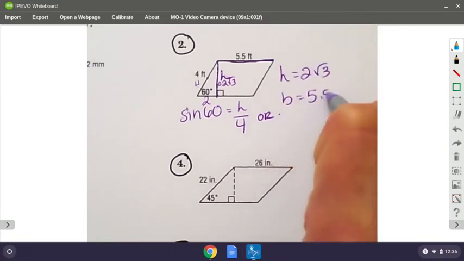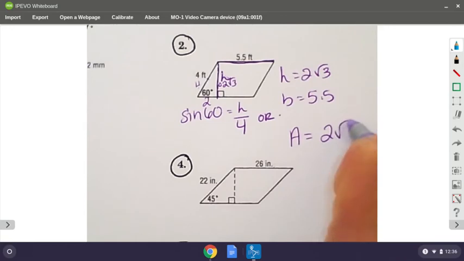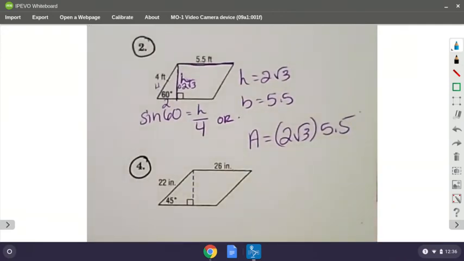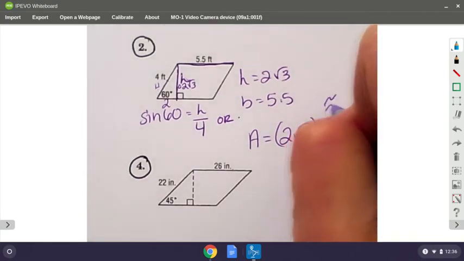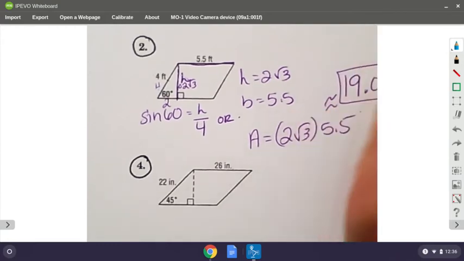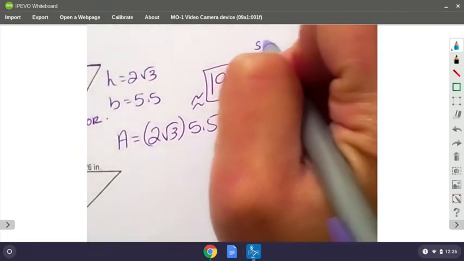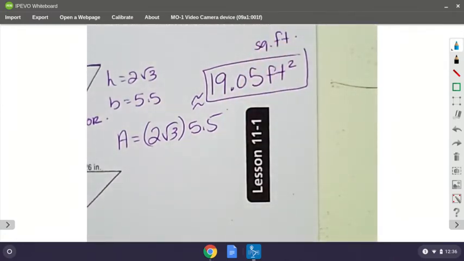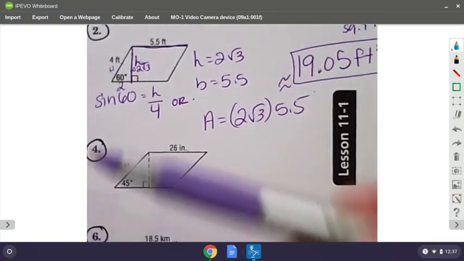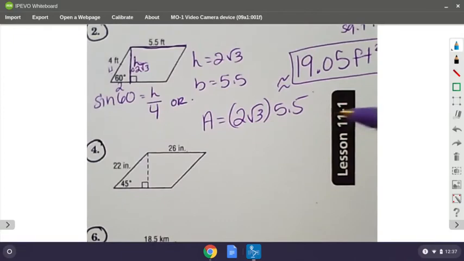The base is 5.5. So the area is 2 radical 3 times 5.5. Just remember too, when you are doing area, your units always have to be square units. So this turns out to be approximately 19.05, and that would be feet squared, or you can write square feet. Either way, just make sure you remember to label your units. So that's how you would do number 2. Number 4 would be done in a very similar way. You have to find this height and then do base times height.